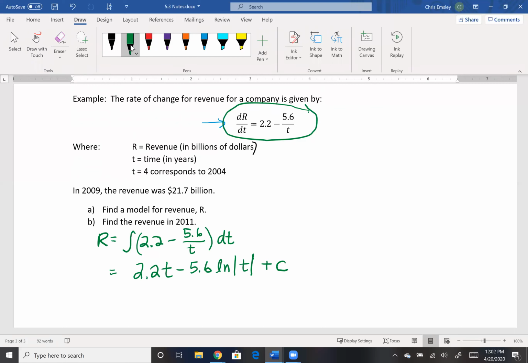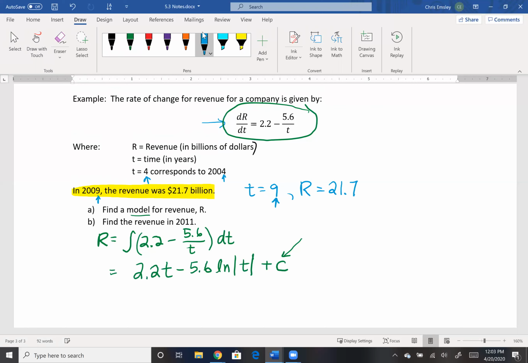Okay, so now when they ask you to find a model, that automatically means we need to figure out what C is. We can't just leave it like that. That's not our answer, okay? So that's where we're going to use this piece of information right here. What they've given us is in 2009, the revenue was 21.7 billion. So that means for T equals 9, because that's the year 2009, since 4 is 2004, that means 2009 is T equals 9. For T equals 9, the revenue is 21.7.